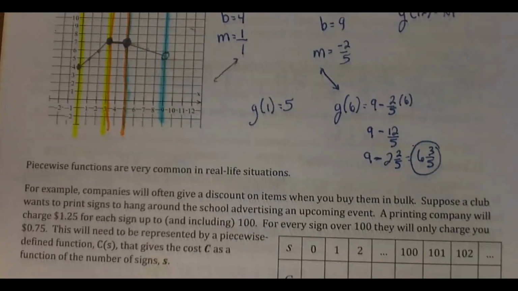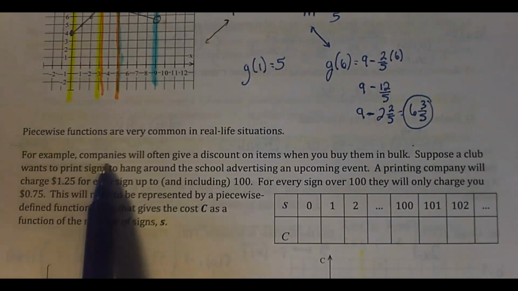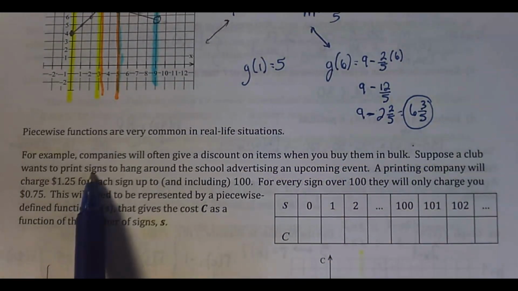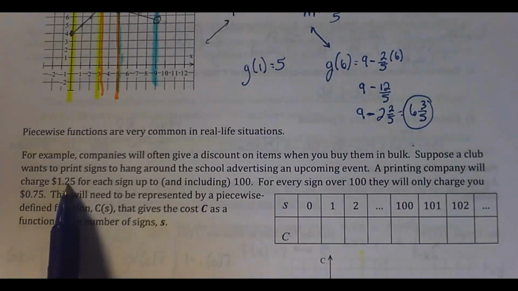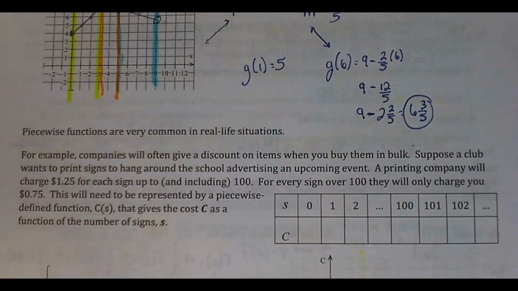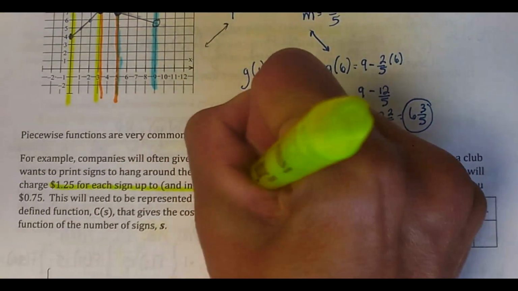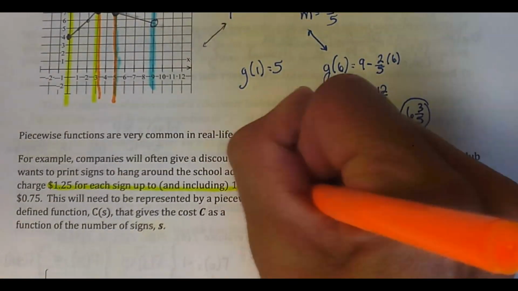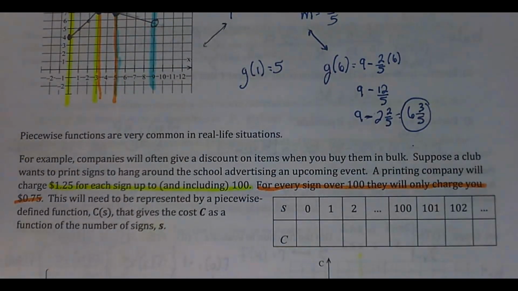All right, let's take a look at the next one. Piecewise, out of all our functions, has probably some of the most realistic applications in real life. For example, companies will often give a discount on items when you buy them in bulk. Suppose a club wants to print signs to hang around the school advertising an upcoming event. A printing company will charge $1.25 for each sign up to and including 100. That sounds pretty important, so I'm going to highlight that. And then for every sign over 100, they're only going to charge you 75 cents. It's a good deal there. And this will need to be represented by a piecewise function.